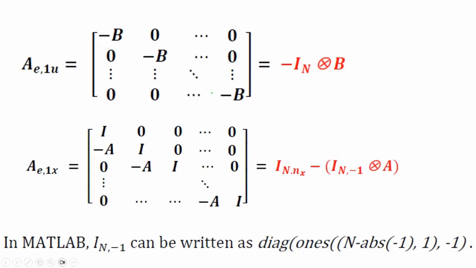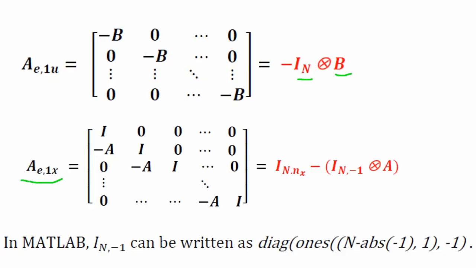Now let's look at AE1U. AE1U is a nice structured matrix, which has minus b on its diagonal and the remaining elements are zeros. And this has a special way of writing by using the Kronecker product, and that is Kronecker product of an identity matrix of size n, where n is prediction horizon, and b. And similarly, the AE1X matrix is this one.